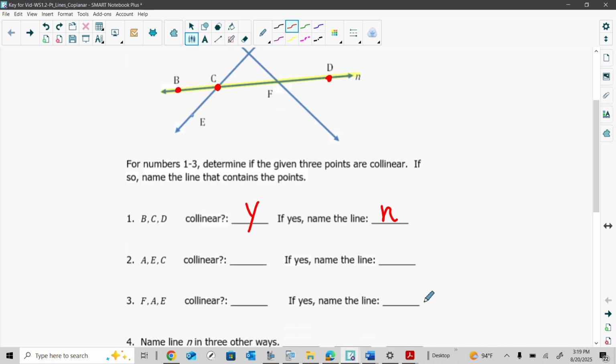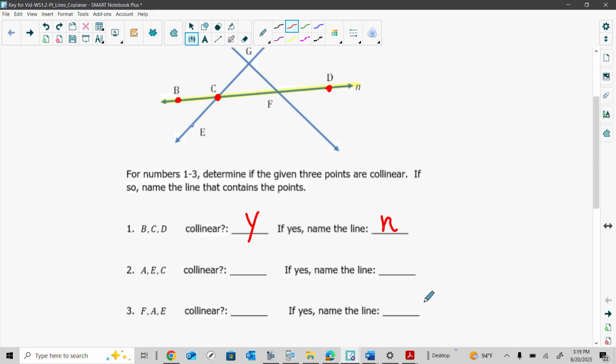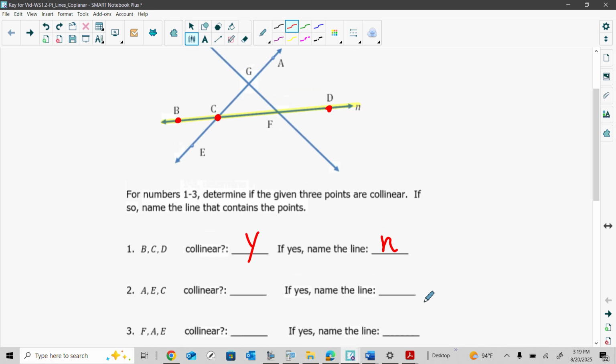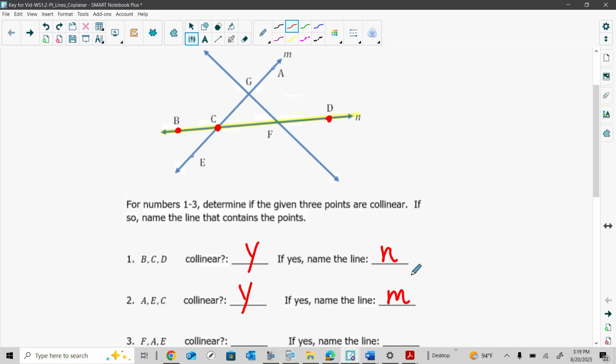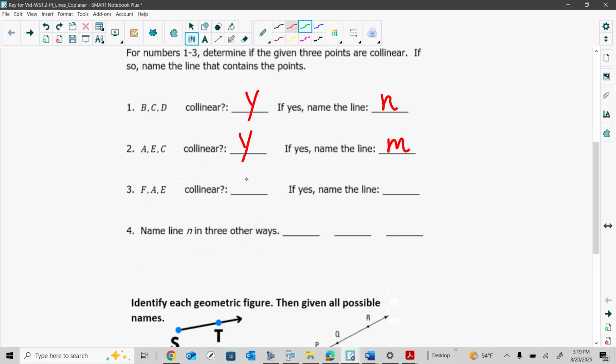So most of you, I think, got to these. You just check your understanding. So here, if I'm looking at points A, E, and C, that was also a yes, and it's on line M. But for F, A, and E, because F is this intersection point here, A is our point here, and E. See, A and E are on line M, but F is not. That was a no, okay?